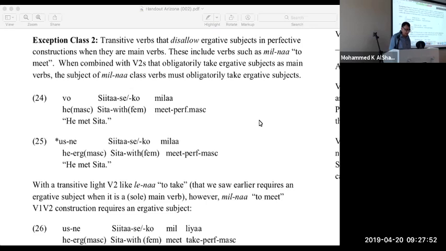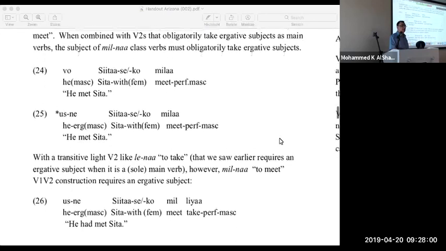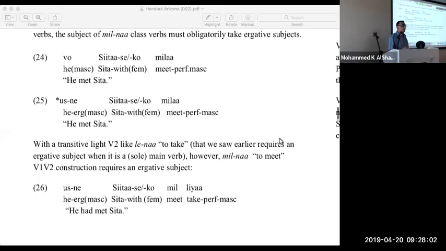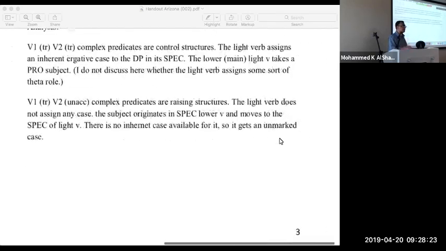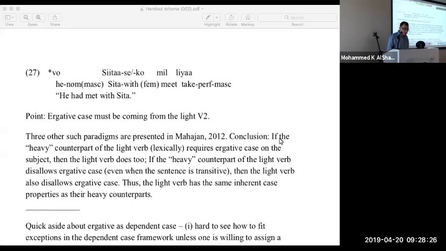So when you put milna in a complex predicate situation, I keep the second verb constant here, lena, so that we know it requires an ergative subject. In 26, we put lena as the light verb, so you get mil-lia as the complex predicate, and you see that you get an ergative subject here. Remember, mil cannot be the source of ergative, so it has to be the light verb in this case. So that's the point. 27 shows that if you take the ergative marker and put the subject in nominative, it's completely ungrammatical.